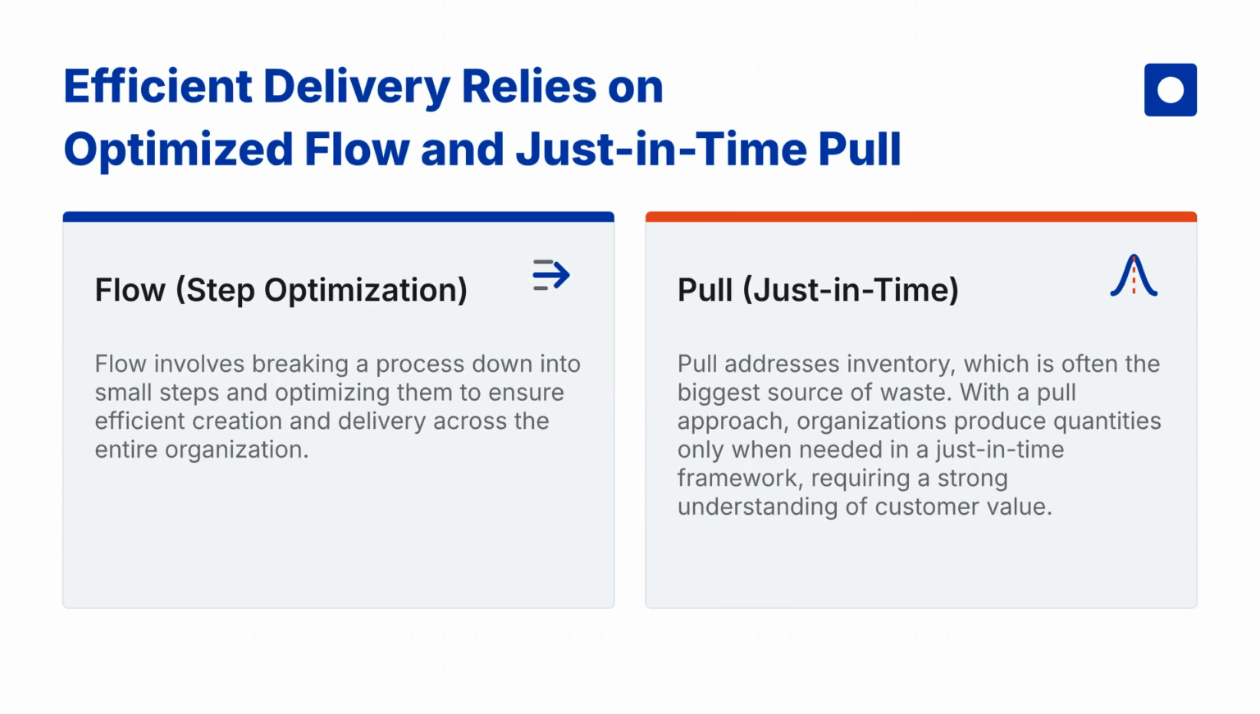An efficient process is not created by chance. It depends on two closely connected principles in lean methodology known as flow and pull. Together, these principles help organizations deliver products and services quickly while avoiding unnecessary waste.